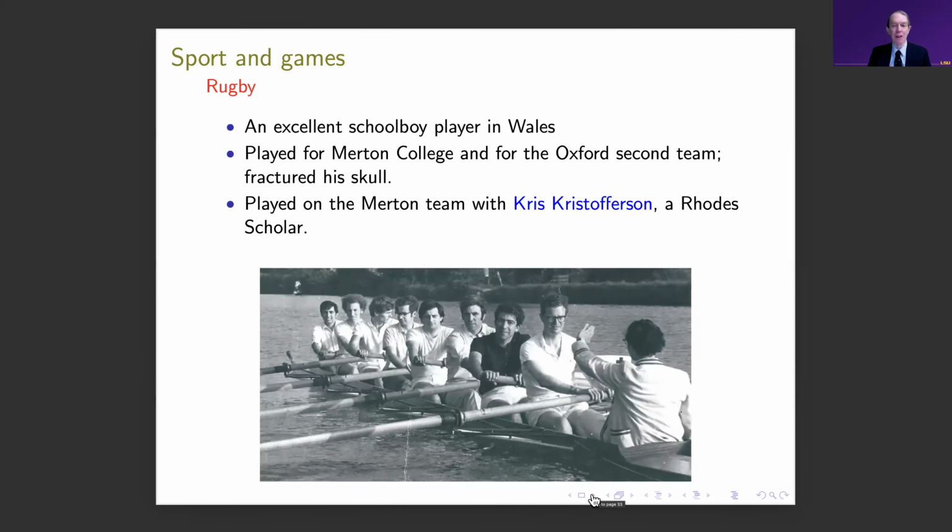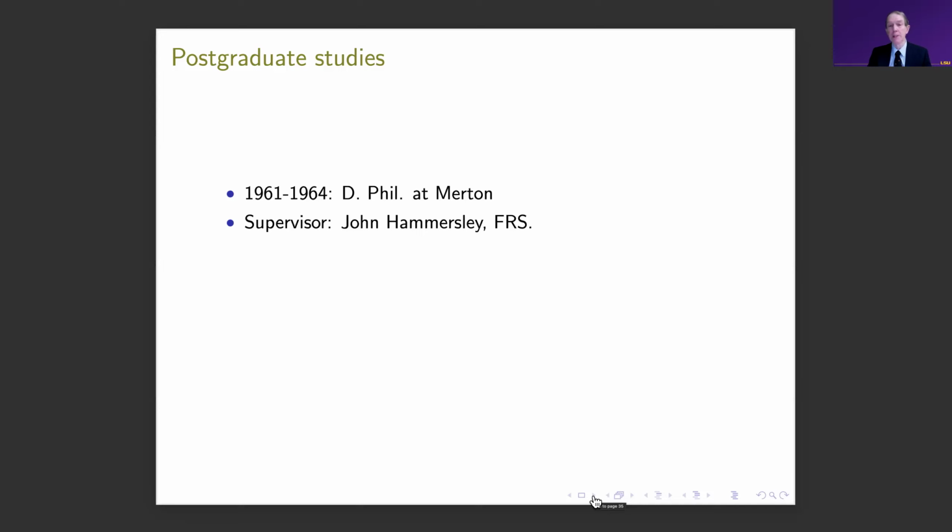Dominic returned from the US and did his doctorate in Merton. It was with John Hammersley, who subsequently became a Fellow of the Royal Society. Now, you all know Dominic's work in combinatorics. You probably didn't know, many of you, that his doctoral thesis was in probability theory, topics in stochastic processes. And Geoffrey Grimmett, I'll get to that in a minute.